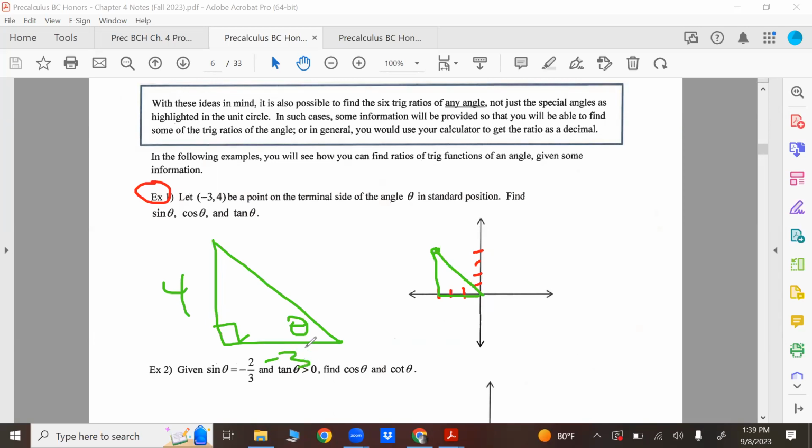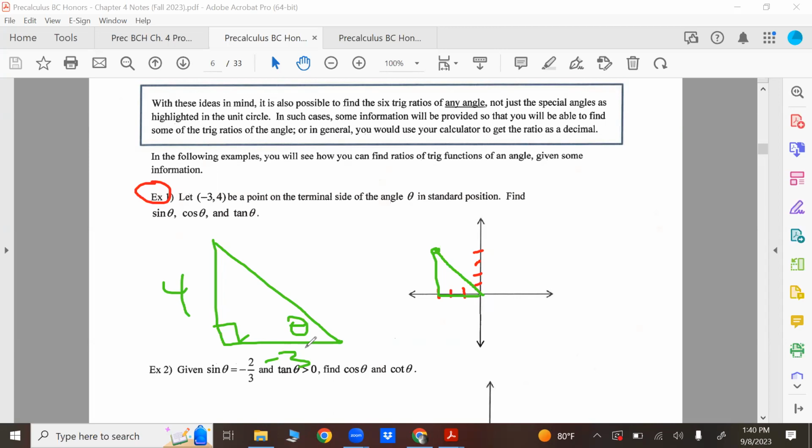Why am I calling the horizontal leg negative 3? Exactly, it's pointing to the left, right? If you're pointing up, make the vertical leg positive. Point down, make the vertical leg negative. For the horizontal leg, if you point to the right, make it positive. If you point to the left, make it negative. Will the hypotenuse ever be negative? No. It's like a radius, right?